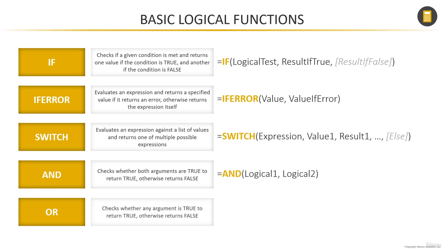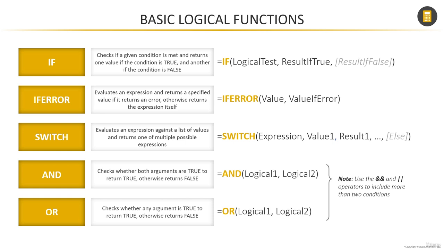Or is very similar, except instead of checking whether both arguments are true, it checks whether one of the 2 arguments is true. So same syntax here, we're just using or instead of and. So an important note about these two, if you use the and or the or functions, you're limited to 2 logical statements. If you want to compare more than 2 statements or conditions, you'll have to use either the double ampersand in place of and or the double pipe in place of or.